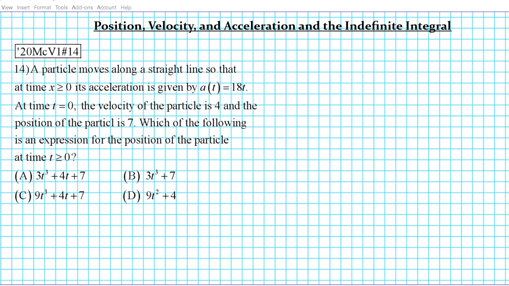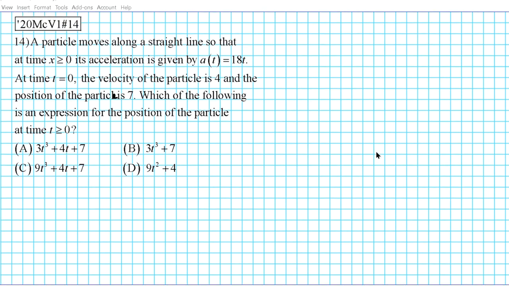Alrighty, let's take a look at question number 14. Question number 14, we're going to be looking at position, velocity, and acceleration problems and the indefinite integral. Question 14 reads, a particle moves along a straight line so that at times t greater than or equal to 0, its acceleration is given by a of t equals 18t. At times t equals 0, the velocity of the particle is 4 and the position of the particle is 7. Which of the following is an expression for the position of the particle at times t greater than or equal to 0?